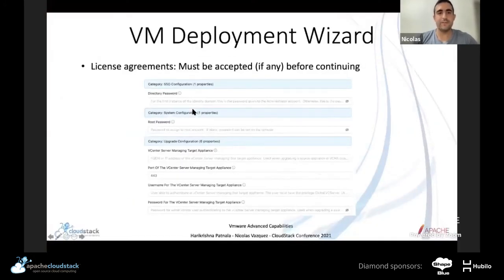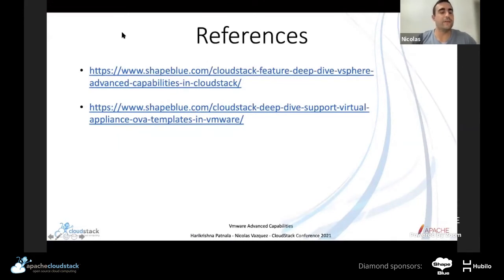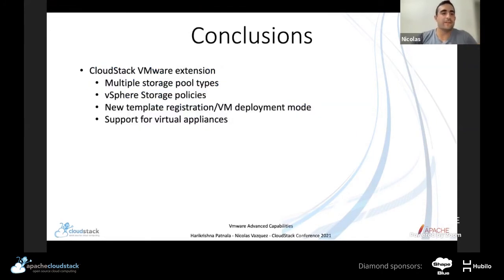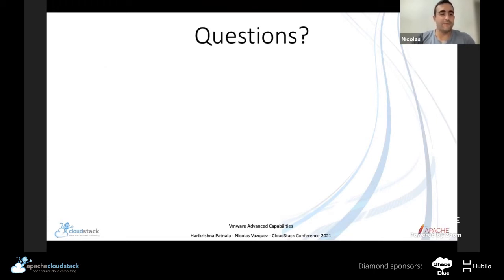So going back to the slides, that was a very short demo. We have left some references in the slides for people to read more about those features. As a conclusion, CloudStack is now extended to take more advantage of VMware and its advanced capabilities. We have introduced multiple storage types, the use of storage policies, this new template registration mode, which allows you to read and honor the OVA template and import it, and also the support for virtual appliances. So that's it, and I'll open for any questions that you have.